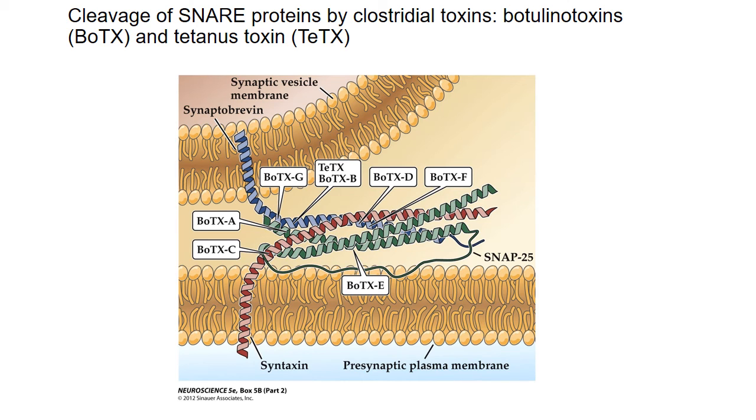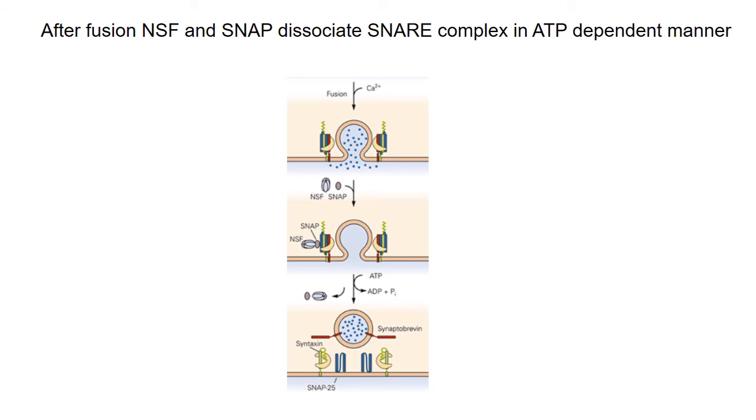After the fusion occurs, this complex now has to be dissociated. There is a complex called NSF and SNAP, which come and dissociate the SNARE complex in an ATP dependent manner, so they need the energy of ATP. What ends up happening then is that you have dissociation of the SNARE complex, and you have the membrane SNAREs, SNAP25 and syntaxin, at the plasma membrane, while the synaptobrevin, or vesicle SNARE, is dissociated.